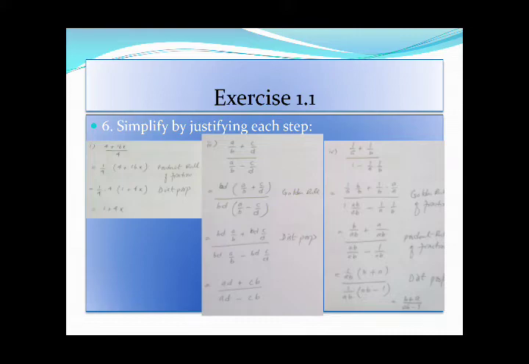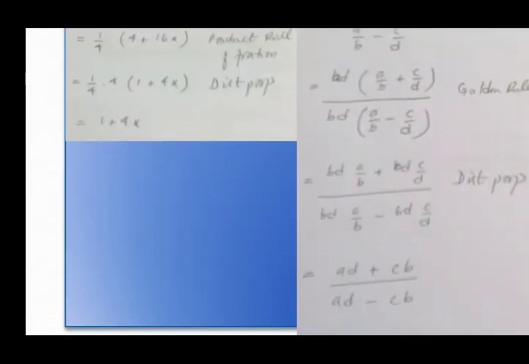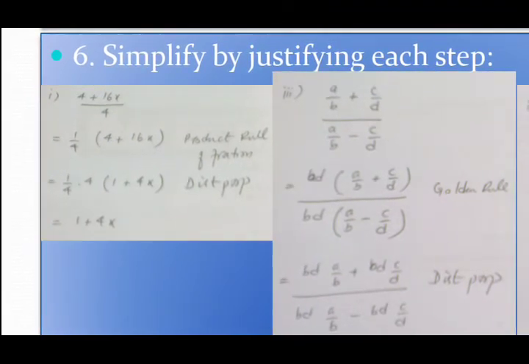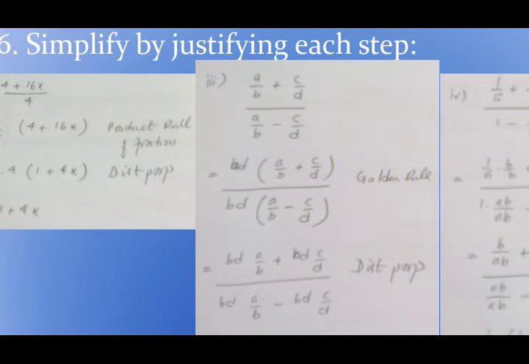Question number 6, also the properties of fraction. In the first part, 4 plus 16x over 4, we arrange this fraction into two fractions, 1 over 4 and 4 plus 16x over 1, and then we take 4 common from the bracket. 4 and 1 over 4 cancel each other, being multiplicative inverses of each other. The simplified form is 1 plus 4x.